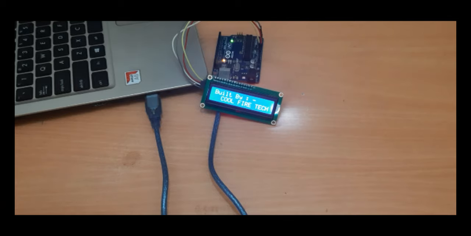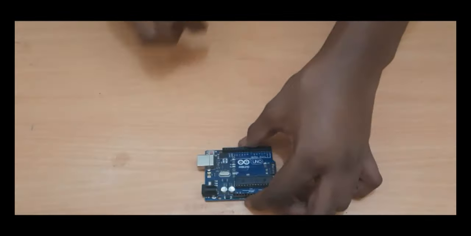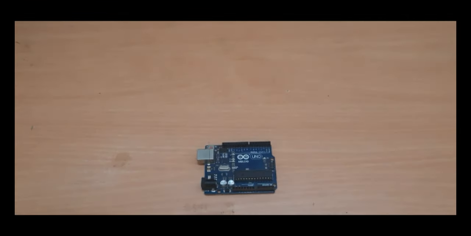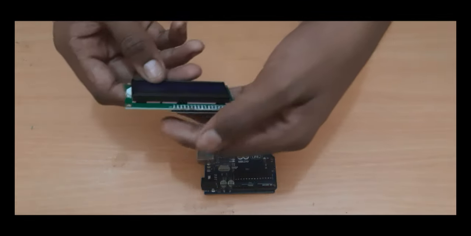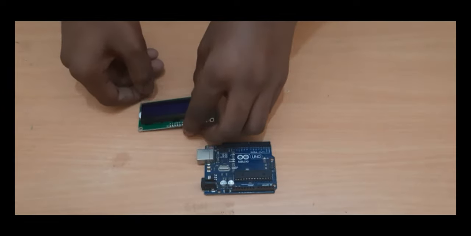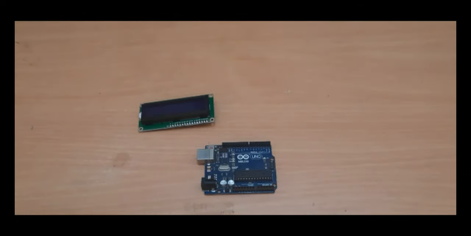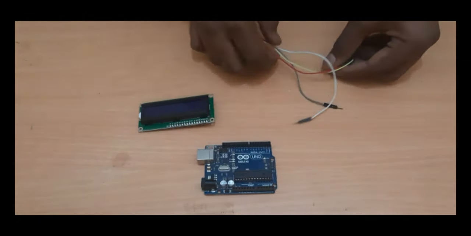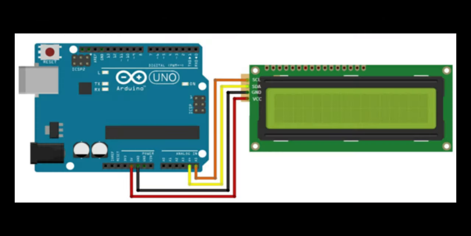Today we are going to see how to display a character in LCD 16:2 module with I2C backpack. Okay, let's start. The materials are Arduino Uno board, LCD 16:2 module with I2C backpack, and few jumper wires, male to female jumper wires.